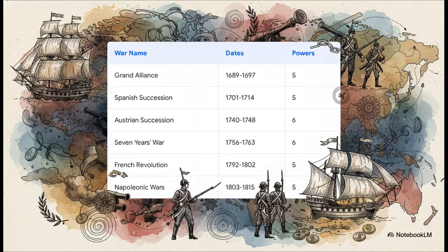Just look at the timeline. From the War of the Grand Alliance back in 1689, right through the 7 Years' War and the Napoleonic Wars. Every single one of these conflicts involved 5 or more major powers and stretched across the globe, from India all the way to the Americas. So the Great War of 1914 was merely the 7th iteration of this devastating, highly expensive cycle.